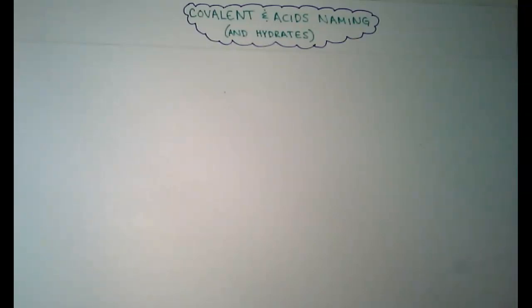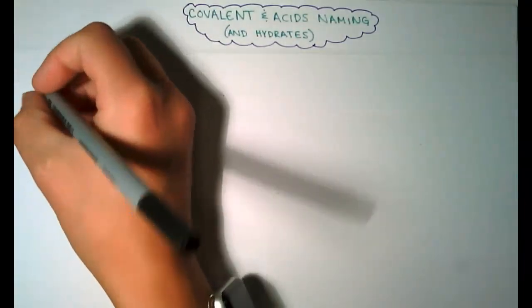So in this video, we're going to talk about naming of covalent compounds, of acids, and then also of hydrates. And we are going to actually start out with talking about naming hydrates because it's very similar to what we've been doing with naming ionic compounds. A hydrate is just an ionic substance that has absorbed water. So you will know that you have a hydrate.